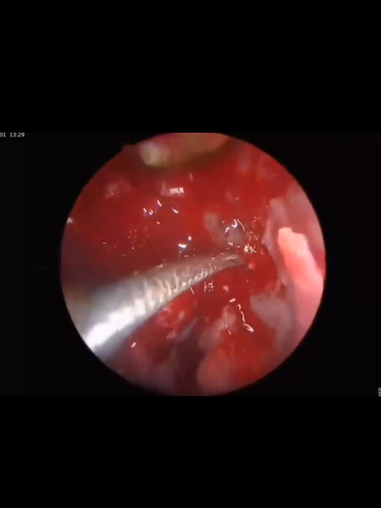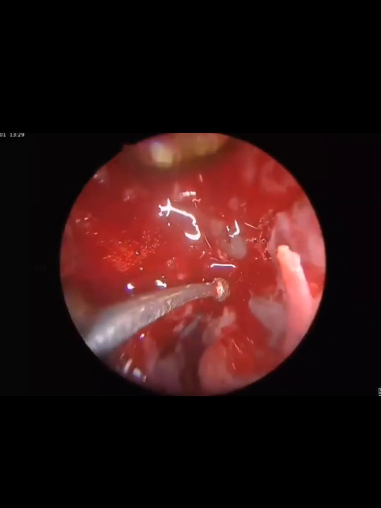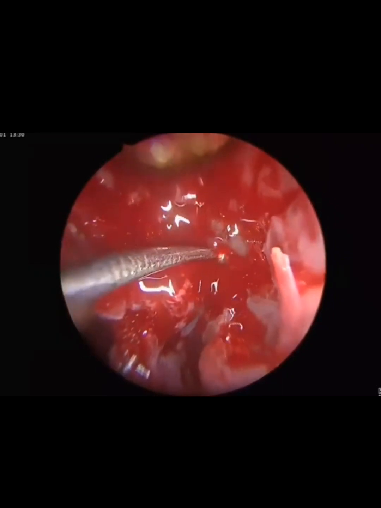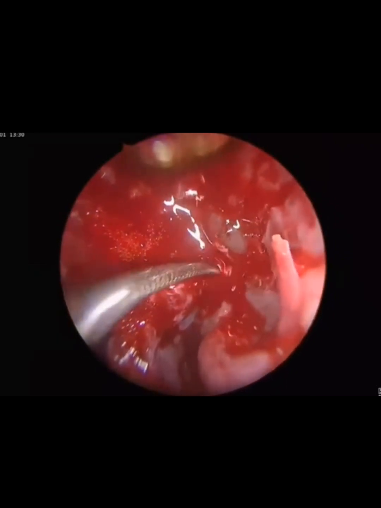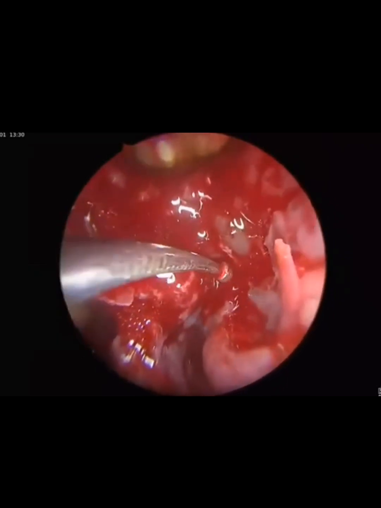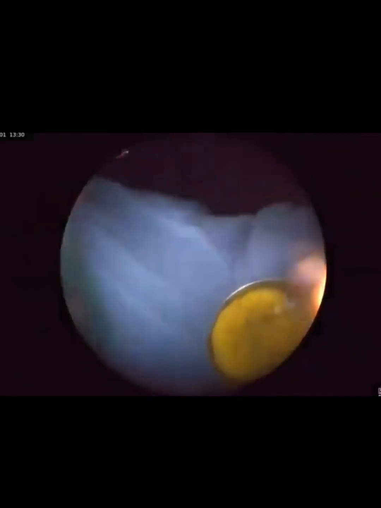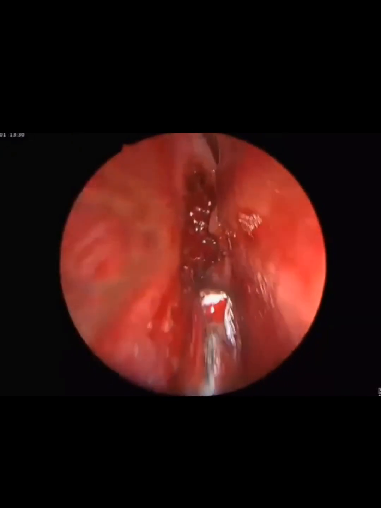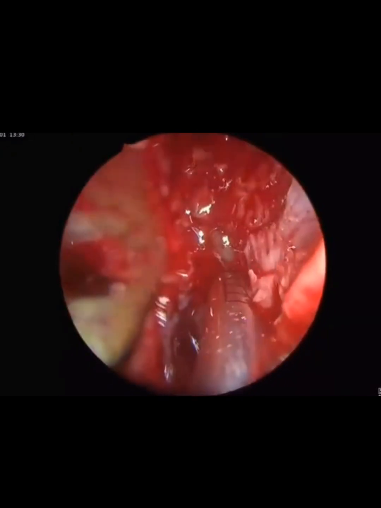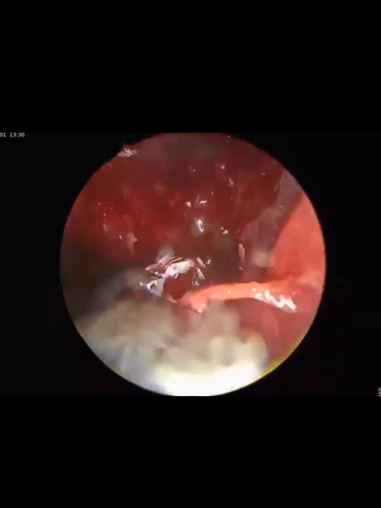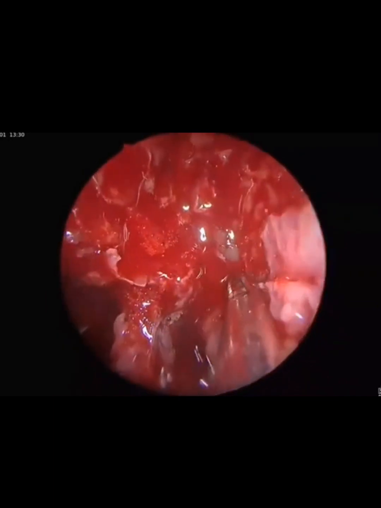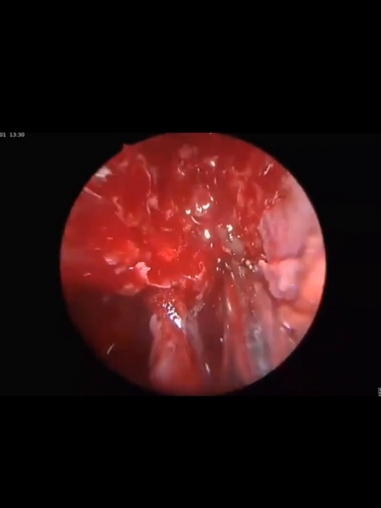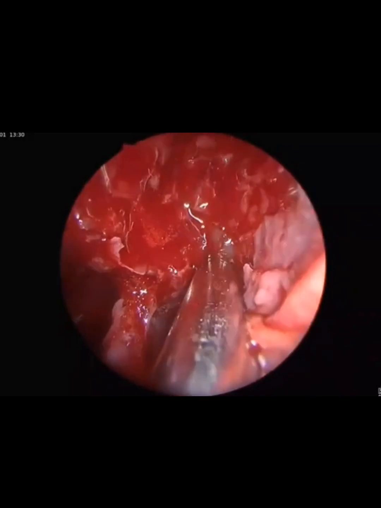Make a window in the middle turbinate, expose the superior turbinate and remove its lower half. You will be directly inside the sphenoid sinus. Okay. Straight away. Always pierce the lamina inferiorly and medially. You are working with the 0 degree, no? Yes, 0 degree, sir. Okay.